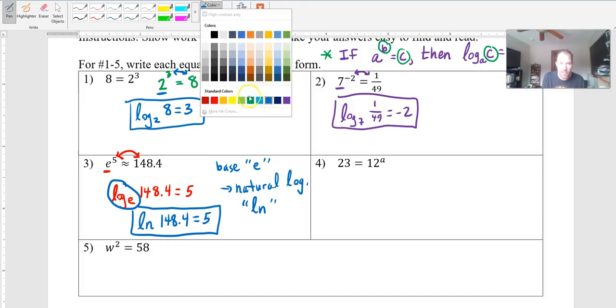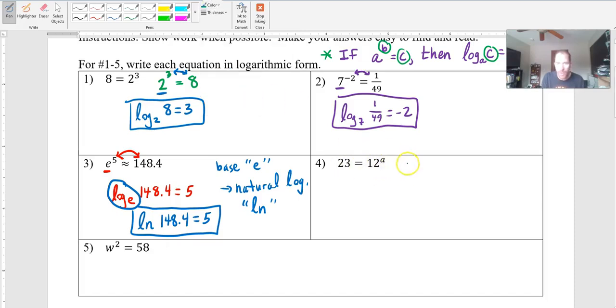A couple more in this section. Again, number 4, if you wanted to put the exponent on the left first, if that makes it a little bit easier for you. Our base is 12, so we'll have the logarithm base 12. Then we're going to switch the a and the 23, and that's basically all we're going to do here. So log base 12 of 23 equals a.